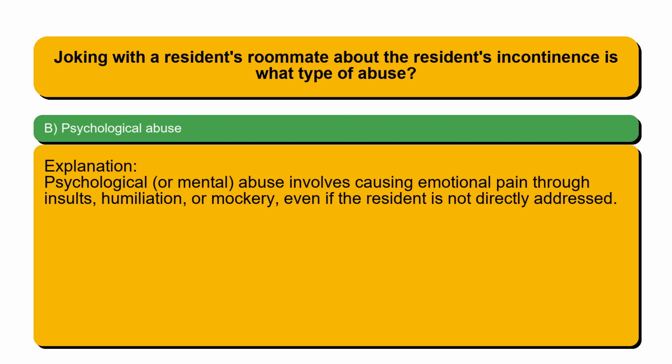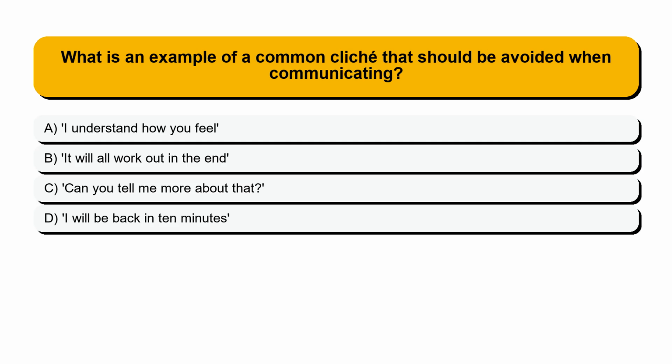addressed. Question 90. What is an example of a common cliché that should be avoided when communicating? Option A, I understand how you feel. Option B, it will all work out in the end. Option C, can you tell me more about that? Option D, I will be back in 10 minutes.